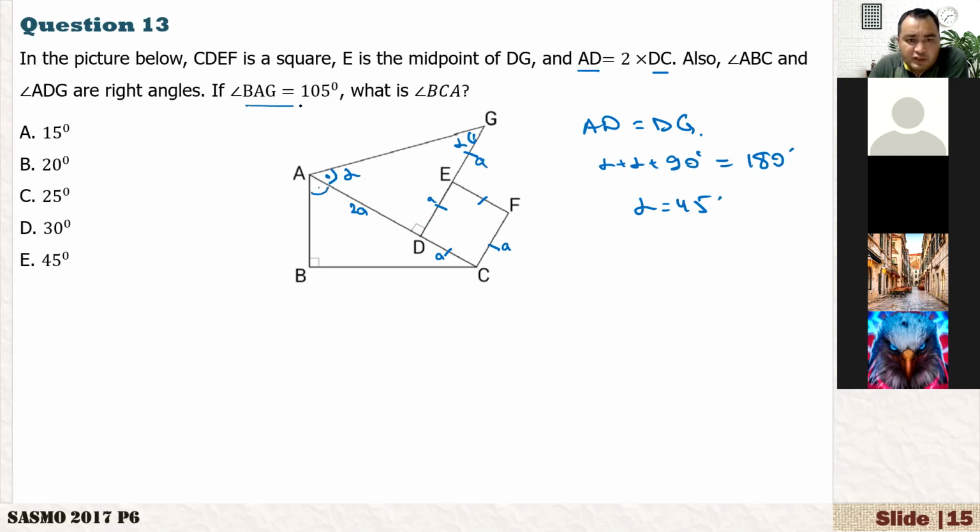You see here, BAG is 105, so this angle is 105 minus 45. So that's equal to 60 degrees. If it is 60 degrees, this angle is 90, so this angle should be 30, right? Because 30 plus 60 is 90. 90 plus 90 is 180. So the angle BCA is 30 degrees.